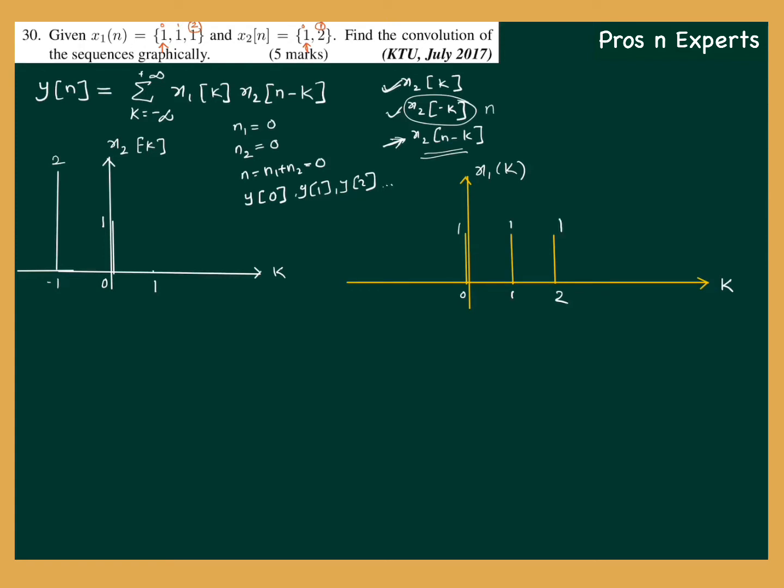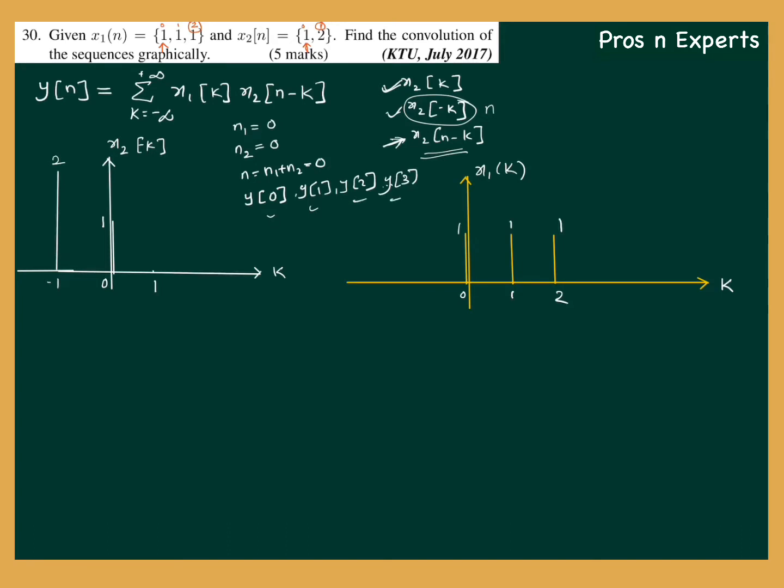So we have to find out the end value of y of n, which is 2 plus 1, right? 2 plus 1 equal to 3. So we have to find out up to y of 3. So these 4 samples we have to evaluate.